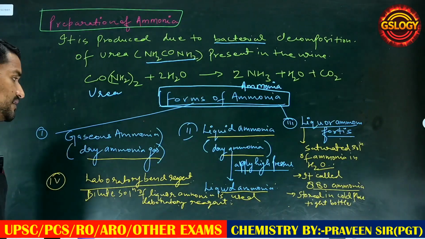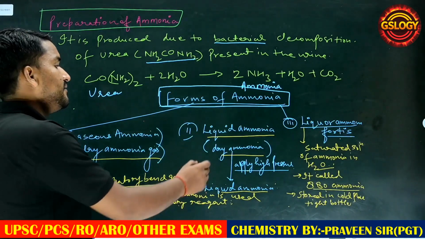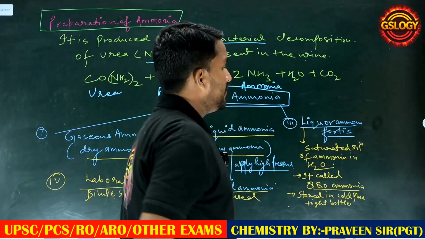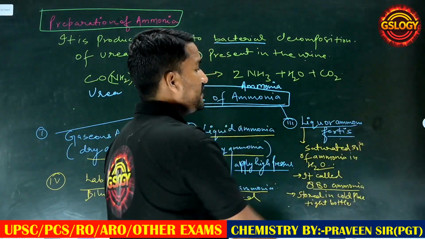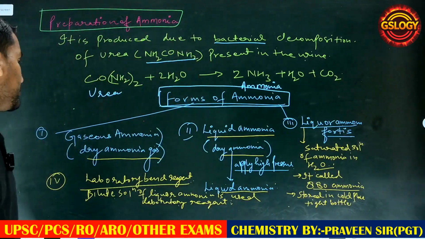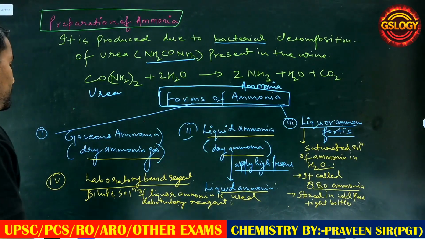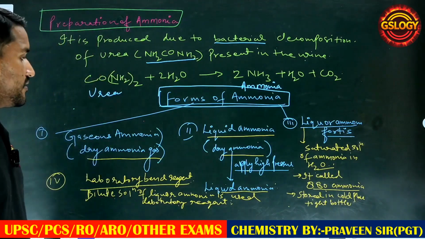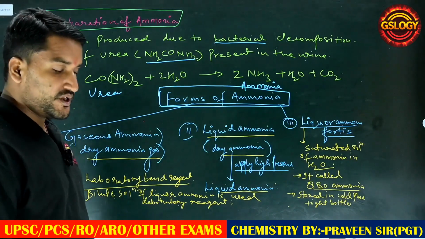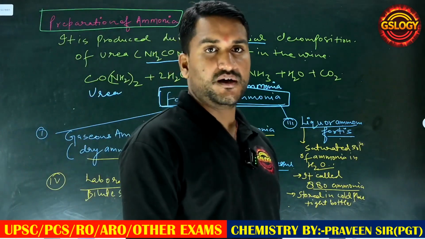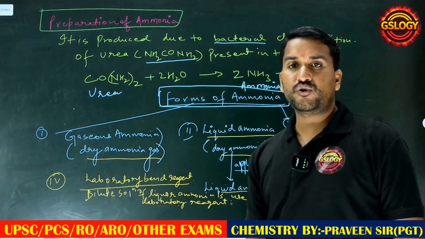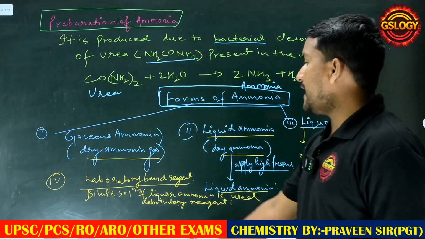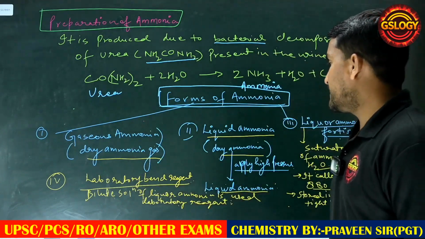It is also called dry ammonia gas. Second, liquid ammonia. And third, liquor ammonia or fortis. And the fourth, laboratory bench reagent. Means ammonia is found in four forms. First, gaseous ammonia. Second, liquid ammonia. Third, liquor fortis ammonia. And the last, laboratory bench reagent.